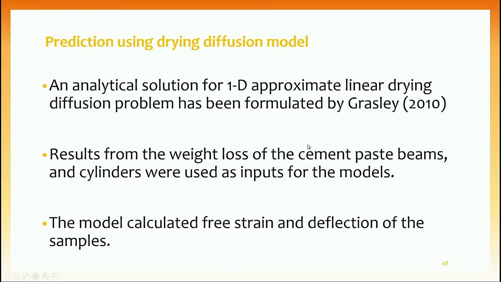So now that we have the degree of saturation, we can use an analytical solution for a one-dimensional approximate linear drying diffusion problem, which was formulated by Grasley, and we can use the results from the mass loss of the cement paste beams and the cylinders that I talked about just recently. And we can use them as the input parameters in the model, and we can calculate the free strain and deflection of the samples.